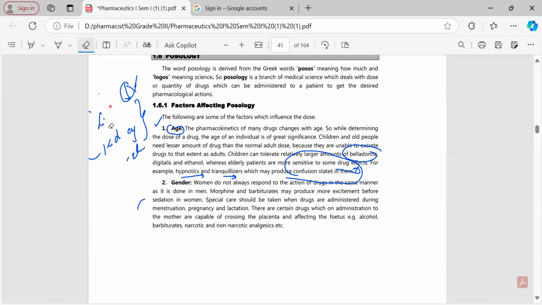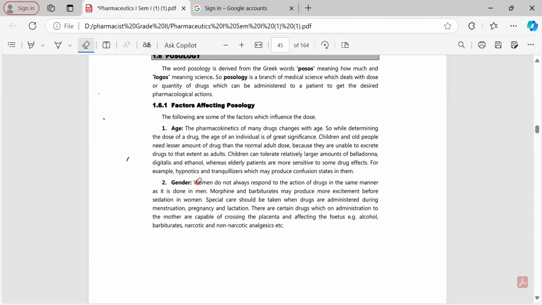Please note down the major factor, age, and also remember certain examples. What examples are given here? You can see the major examples. Children and old age people need lesser amounts of drugs when compared to normal healthy adult individuals. Children can tolerate relatively large amounts of belladonna, digitalis, and ethanol, whereas elderly patients are sensitive to this kind of drugs, and it can cause hypnosis, a tranquilizer effect, and in some cases confusion also. So this should be kept in mind regarding age. The first factor is age.